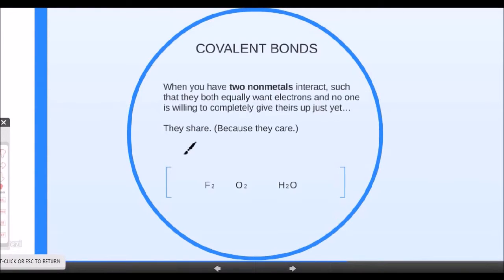When metals are not involved and you just have two non-metals, then you definitely have covalent bonding going on. Basically, non-metals both equally want electrons, and no one is willing to completely give theirs up yet. So they share because they care. Great examples are fluorine gas, oxygen gas, and water.